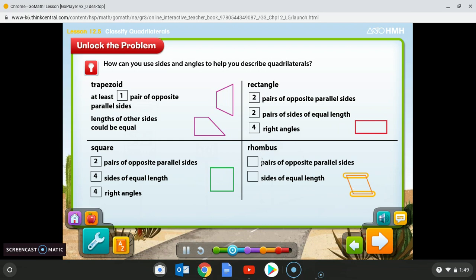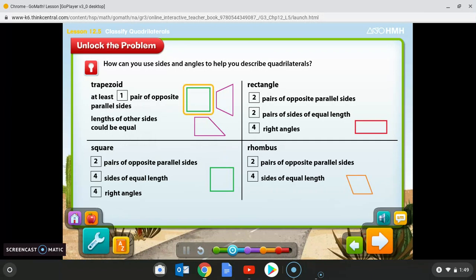So what makes a rhombus is that we have 2 pairs of parallel sides, just like a rectangle, just like a square. Now, a rhombus is actually very special as well because a rhombus has 4 sides that are also the equal length. This is a rhombus that has 4 sides of equal length. If it is not equal on each side, it's not a rhombus.